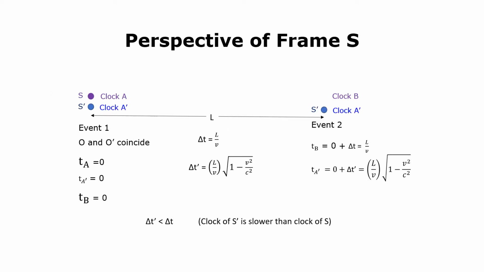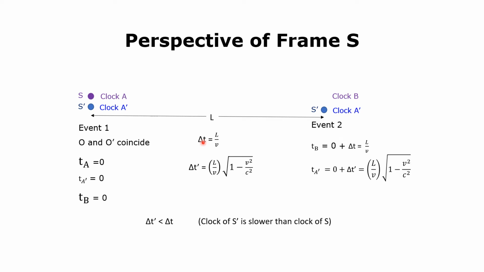Consider these two events, event 1 and event 2. Event 1 is when the origins of the two frames coincide. Event 2 is when S prime has moved a distance L relative to S. We analyze these two events from the perspective of frame S. Delta t is the time interval between the two events by the clocks of frame S, and delta t prime is the time interval between the two events by the clocks of frame S prime.